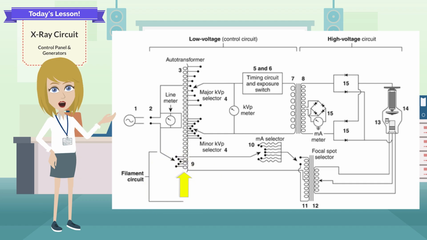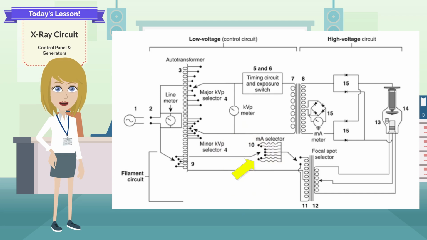The primary side of the circuit begins and ends with the contacts on the auto transformer, 9. Current in this circuit flows from the auto transformer through the mA selector, 10, and the primary side of the step-down transformer, 11, and back to the auto transformer. The secondary side begins and ends with the secondary side of the step-down transformer, 12, conducting current through the X-ray tube filament, 13. The step-down transformer reduces the voltage on the secondary side, providing an appropriate current to heat the filament.